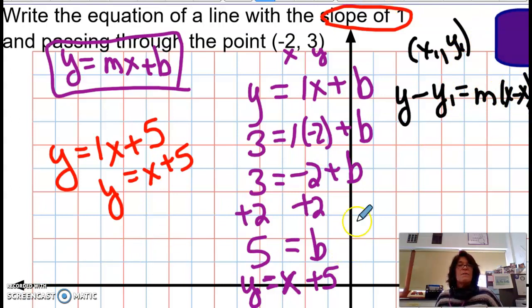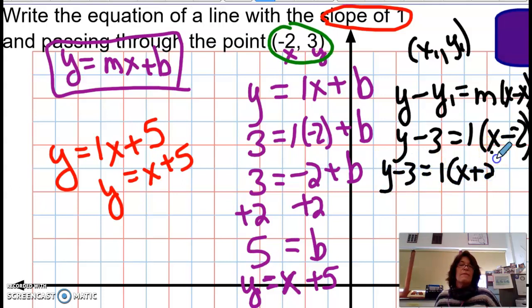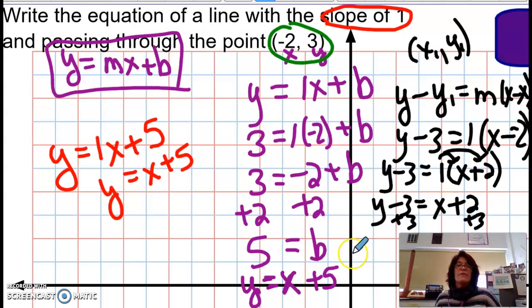Alrighty? So, I know the point is negative 2, 3. So I'm going to write y minus 3, because that's my y coordinate, equals slope. Well, they told me slope. It was 1 times x minus the x coordinate of the point, which happens to be negative 2. All right, so when you subtract a negative, of course, we write that as addition. I'm going to distribute my 1 through here. So I have y minus 3 equals 1x plus 2. And then I'm going to add 3 to both sides. And that's going to give me y equals x plus 5.